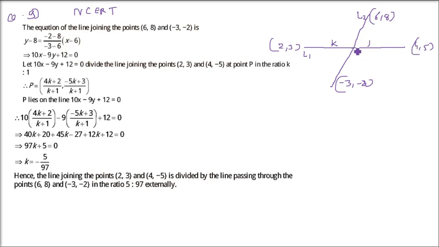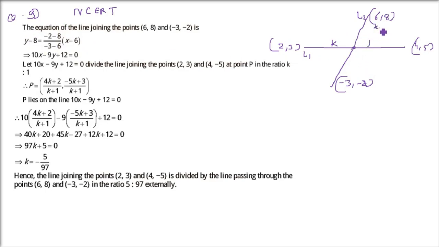So we'll find out this point, we'll find out this point, and then we will put this in this L2 equation. So better is to find out the equation of L2. First we will try to find out the equation of line L2. Then for that it is quite easy.